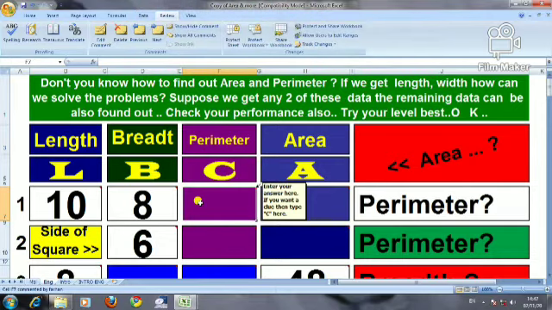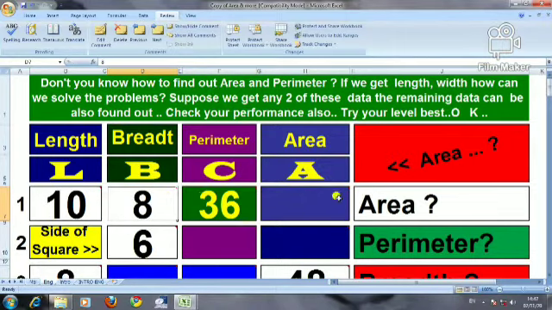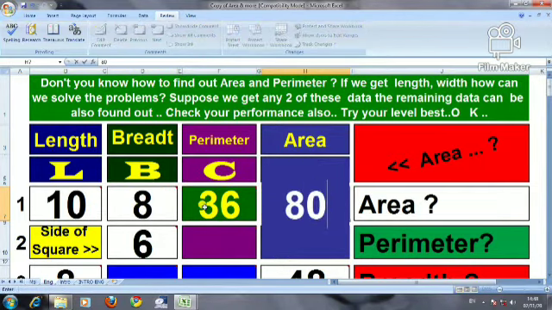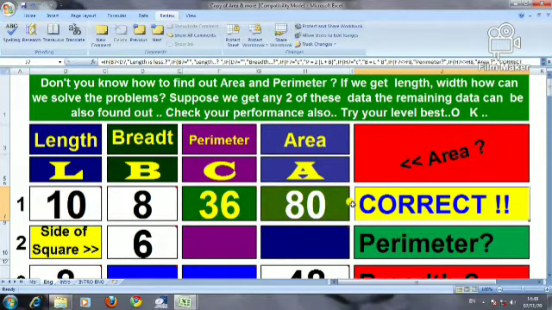In order to find out perimeter, we have to add length and breadth and multiply by 2. Length and breadth, 10 plus 8 is equal to 18, into 2 is equal to 36, is added here. Now we have been asked area. In order to find out area, what's the formula for this? L into B. Length is 10 into 8 is equal to 80 is the answer. We enter here. You see, correct.